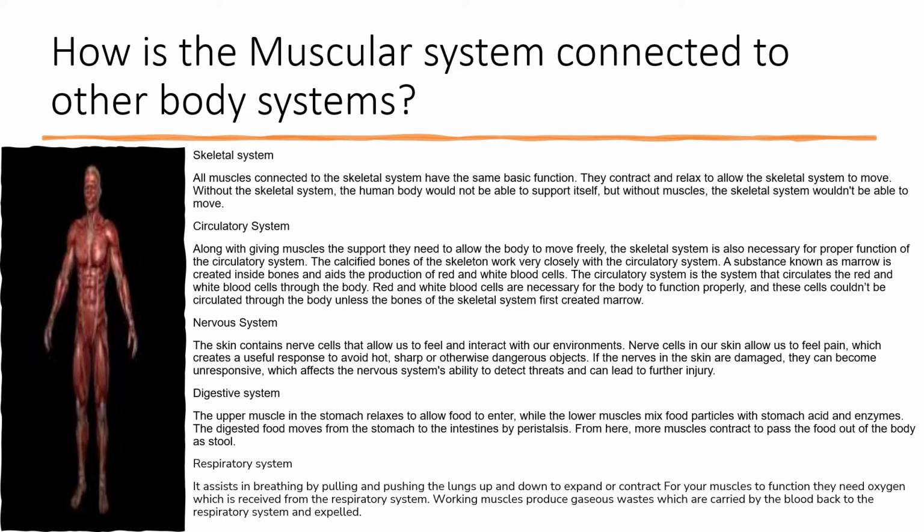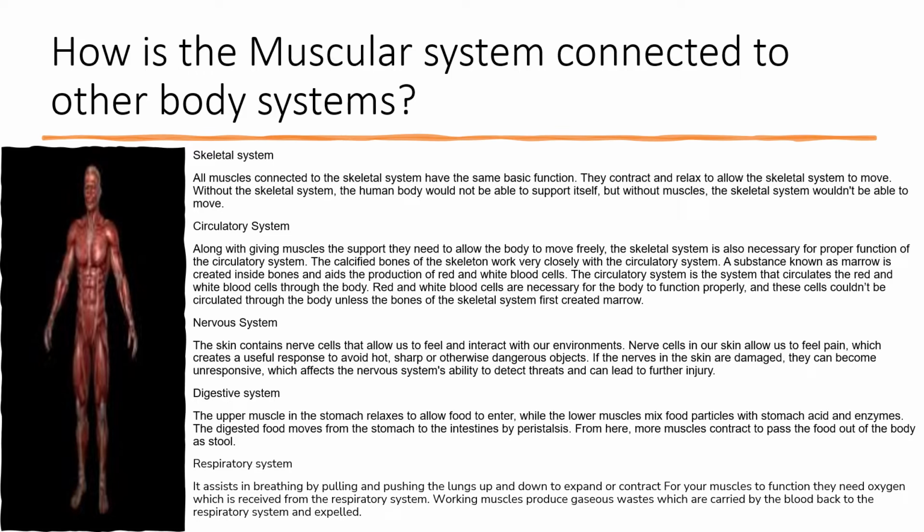Digestive system. The upper muscle in your stomach relaxes to allow food to enter, while the lower muscle mixes food particles with stomach acid and enzymes. The digested food moves from the stomach to the intestines by peristalsis. From here, more muscles contract to pass the food out of the body as stool.